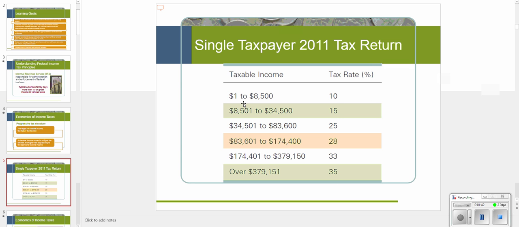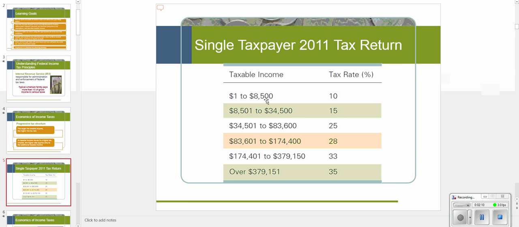You see on the first $8,500 of money that you make, you pay what rate? 10%. Okay. This is a progressive tax schedule. From $8,500 to $34,500, what do you pay? 15%. So you would figure it like if you made $32,000 a year, you would say $32,000 minus $8,500 to get this number and multiply that times 15%.